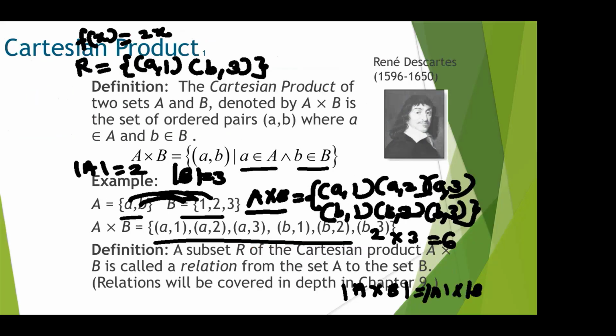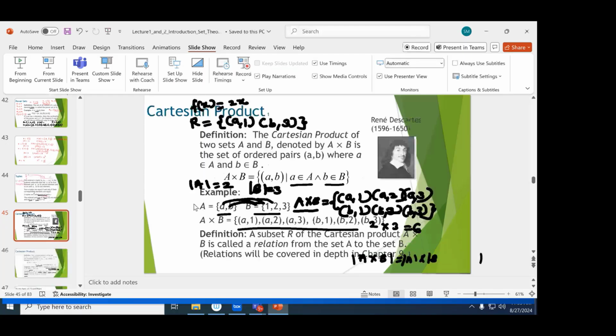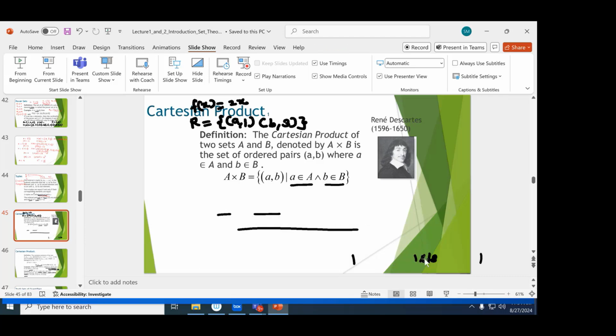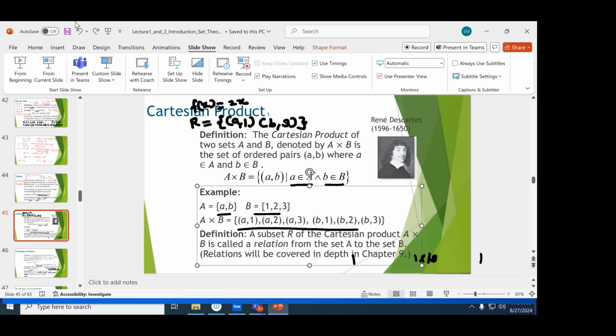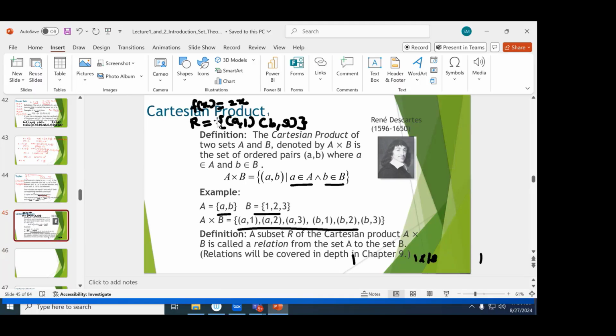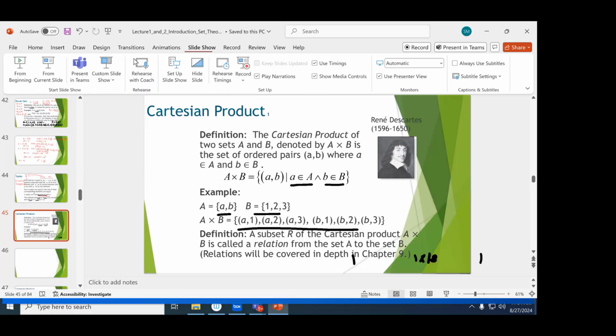So let's take one example. This is an example of Cartesian product. We will take one Cartesian product and we will see. I will take it on another slide. Already too many markings. So let's just see the definition of Cartesian product and then we will take one example.